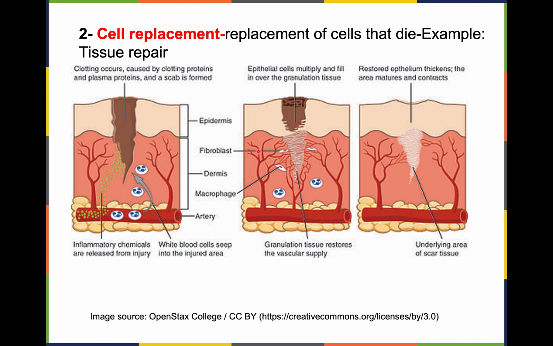our blood, so the blood stops flowing, then the epithelial cells, they start multiplying. So epithelial cells are cells of our skin, and they fill in over this part that has been ruptured. And after a while, you can see that this layer, the epidermis, is replaced and repaired. So cell division plays an important role in that.